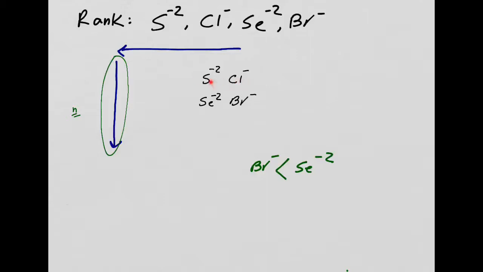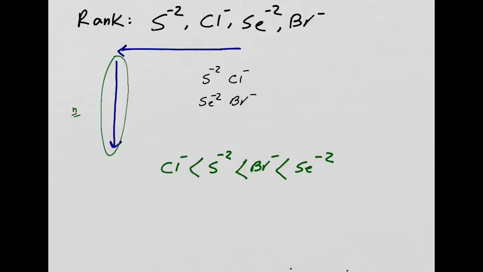Now these two are going to be the next one. They're in the same row and they have charges. If that's the case, the more negative you are, the bigger you are. So then it's going to be S minus 2. And the last one is going to be Cl minus.